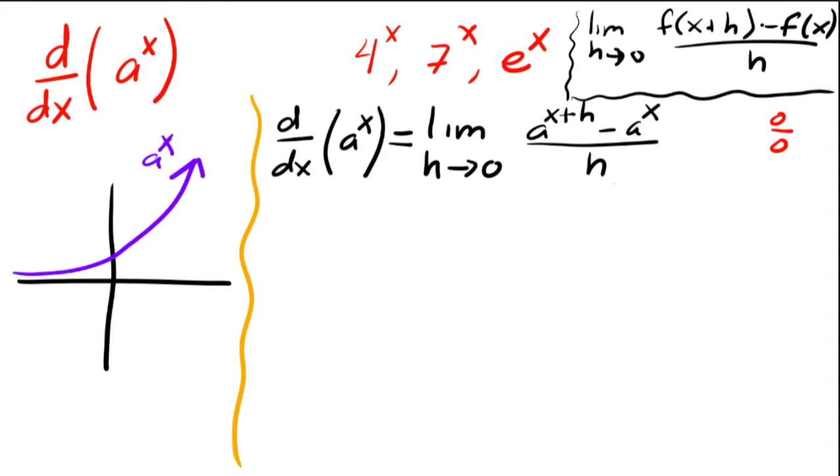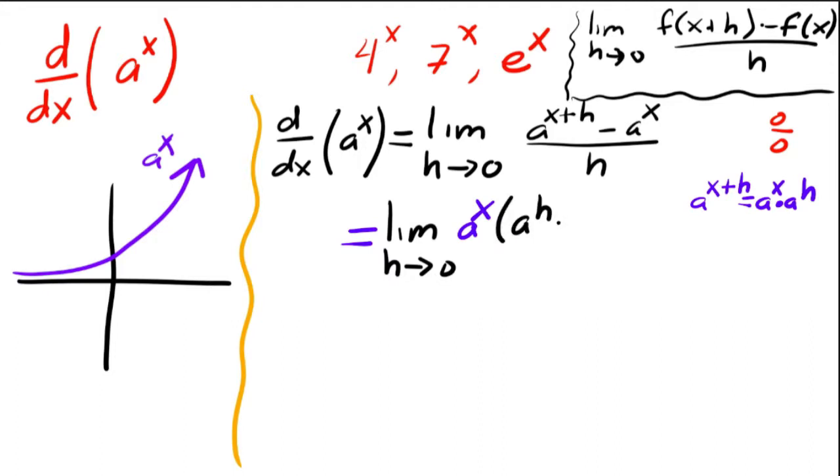Now, what I want to do then is try to figure out some algebra to do here. So notice that a to the x plus h, let me write that right here, a to the x plus h, that's the same as a to the x times a to the h by the laws of exponents. So then what you can do is you can rewrite this guy as the limit as h approaches 0 of, you can take out a to the x because it's common to both of those guys, and then you would have a to the h minus 1 all over h.